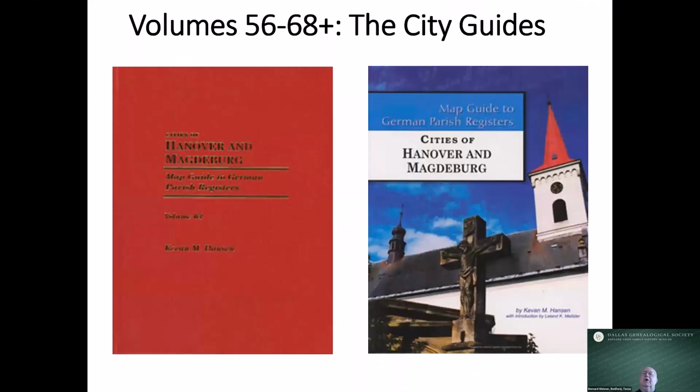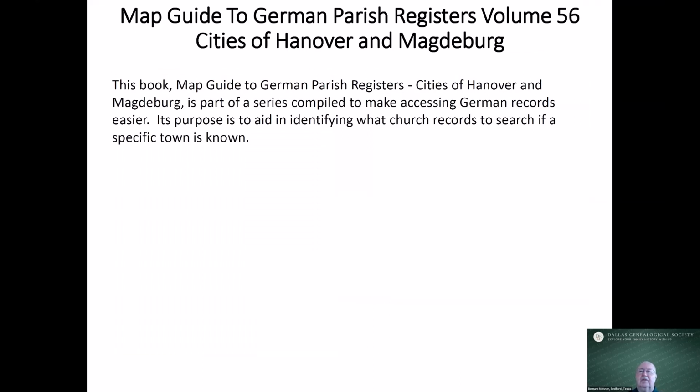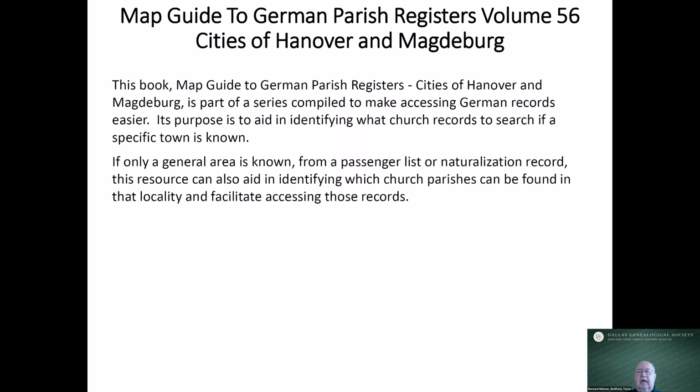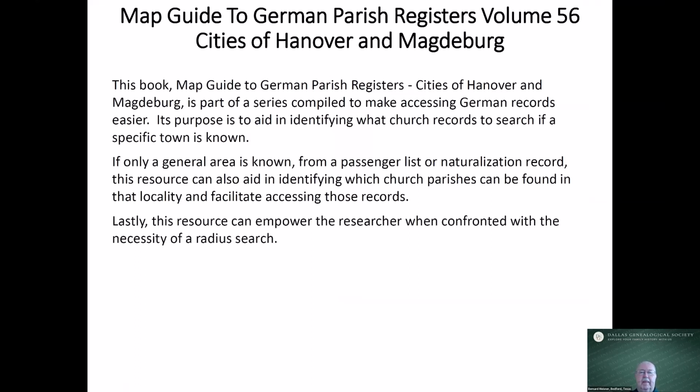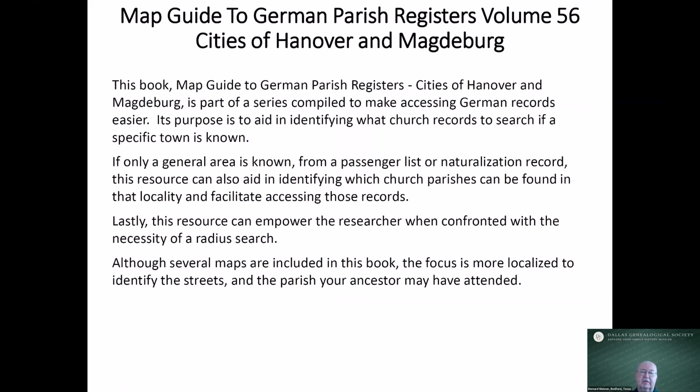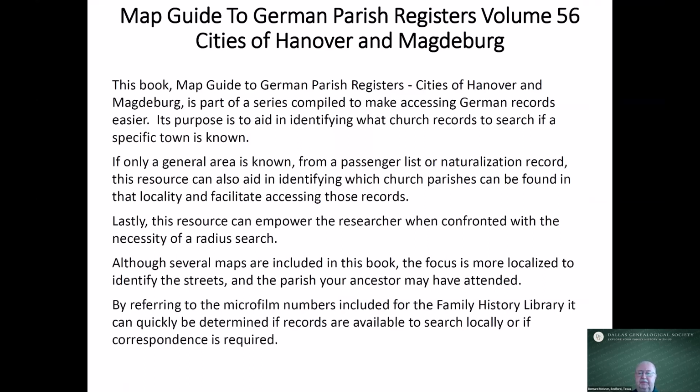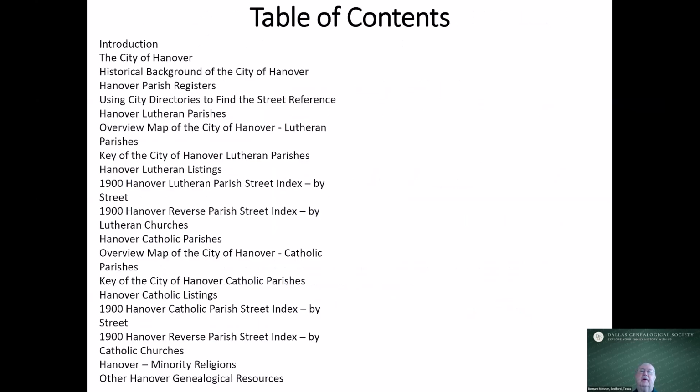Okay, I mentioned the most recent volumes are city guides. So they're a little bit different from the ones that are the large states or provinces. This particular one covers Hanover and Magdeburg. Again, it says starting with a parish list, passenger list, or naturalization record. This can help find the neighbors, and has street maps as well as those links to the microfilm number. So if I look at the table of contents for Hanover, all the books give you a nice historical background at the beginning.